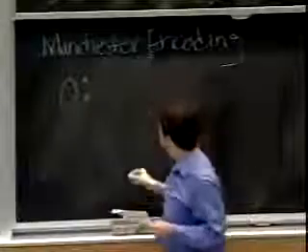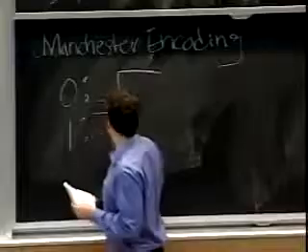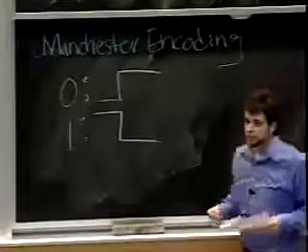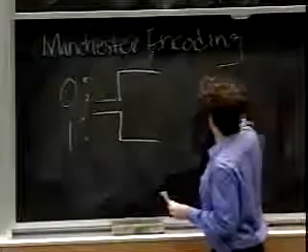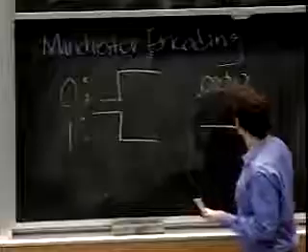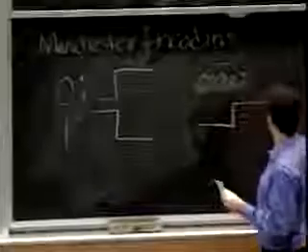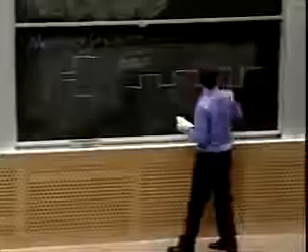The idea with Manchester encoding is as follows. We'll transmit a 0 as a transition from low to high, and we'll transmit a 1 as a transition from high to low. Now if I transmit the signal 0, 0, 0, it looks like this. A 0 is a transition from low to high, followed by another transition from low to high. So now this is 0, 0, 0, 0.